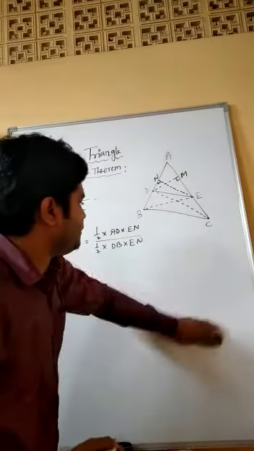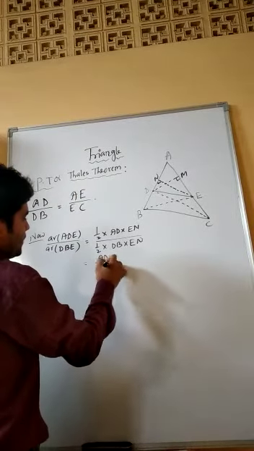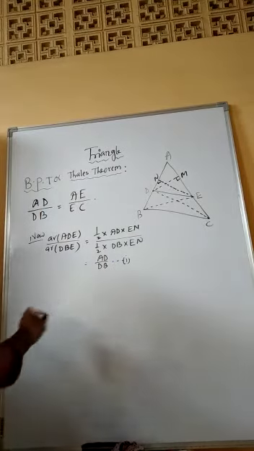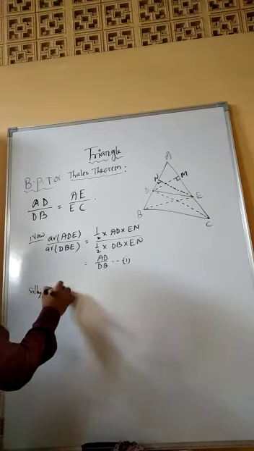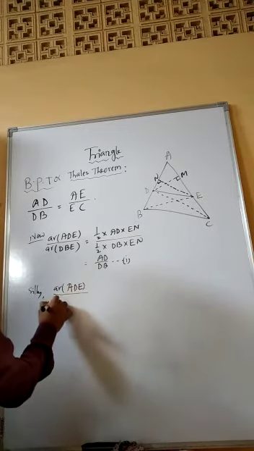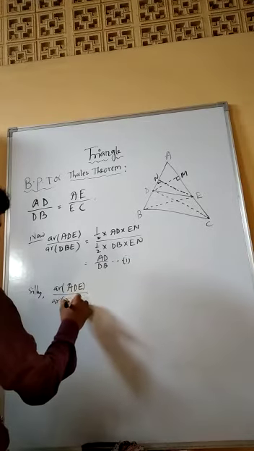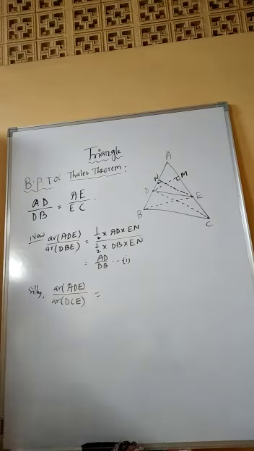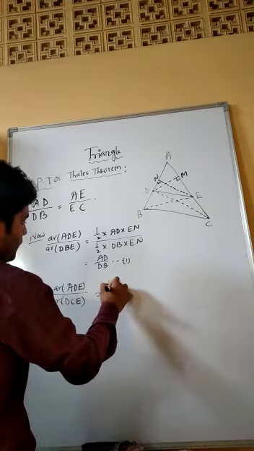After this, the half cancels. So the remaining part is AD by DB. Mark it equation number 1. Similarly, if you write area of ADE divided by area of DCE, or DEC.